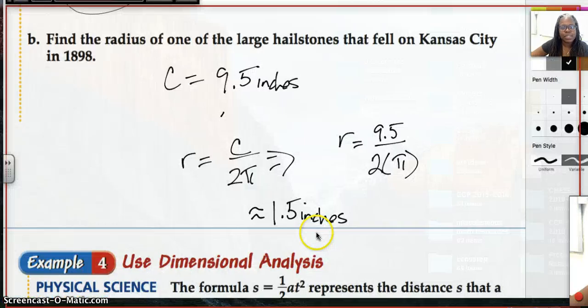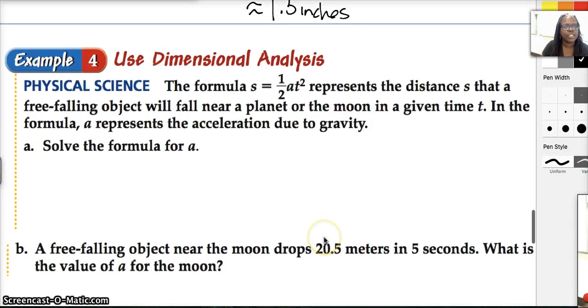So this next one, let's see if we can actually get that. This next one, we're going to use dimensional analysis. The formula S is equal to 1/2 AT squared represents the distance S that a free-falling object will fall near a planet or the moon in a given time t. Okay, so in the formula, A represents the acceleration due to gravity. So we know that S represents distance, A represents the acceleration due to gravity, and T represents time. Did they give us time in what? I guess it might be time in seconds.